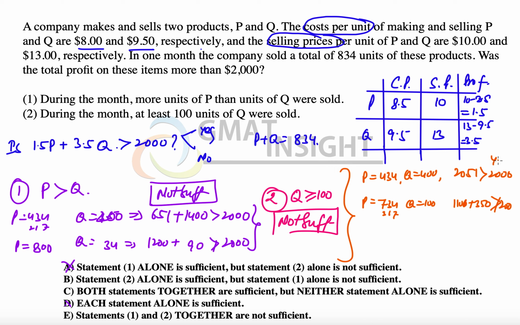So the answer is still sometimes yes, sometimes no, and we say that the information combined as well is not sufficient to answer, and the final answer to the question becomes option E, because statements 1 and 2 together are not sufficient. I hope you enjoyed the explanation.